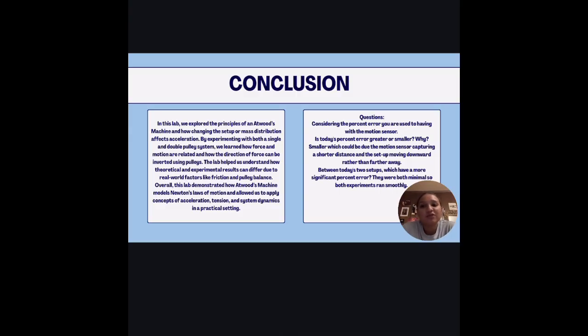So, going on to the questions: considering the percent error you are used to having with the motion sensor, is today's percent error greater or smaller? Why? It's smaller, which could be due to the motion sensor capturing a shorter distance and the setup moving downward rather than farther away. Between today's two setups, which has a more significant percent error? Both of them were actually 0 and pretty minimal. So both experiments ran smoothly.